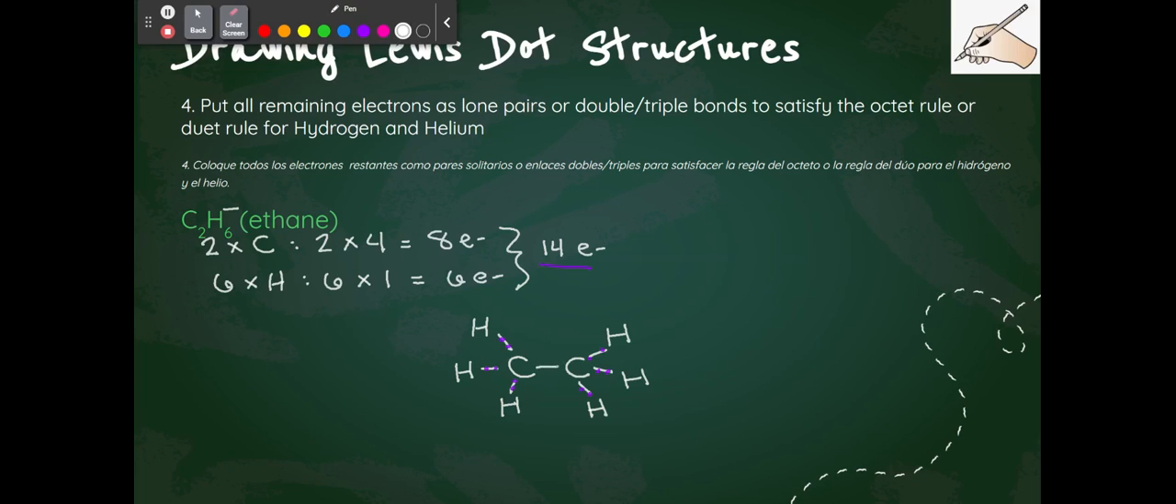So all I'm going to do is just draw a connecting line and a connecting covalent bond between those 2 central atoms. And I now have 14 valence electrons. 2, 4, 6, 8, 10, 12, 14. So that is my Lewis structure for ethane, C2H6.